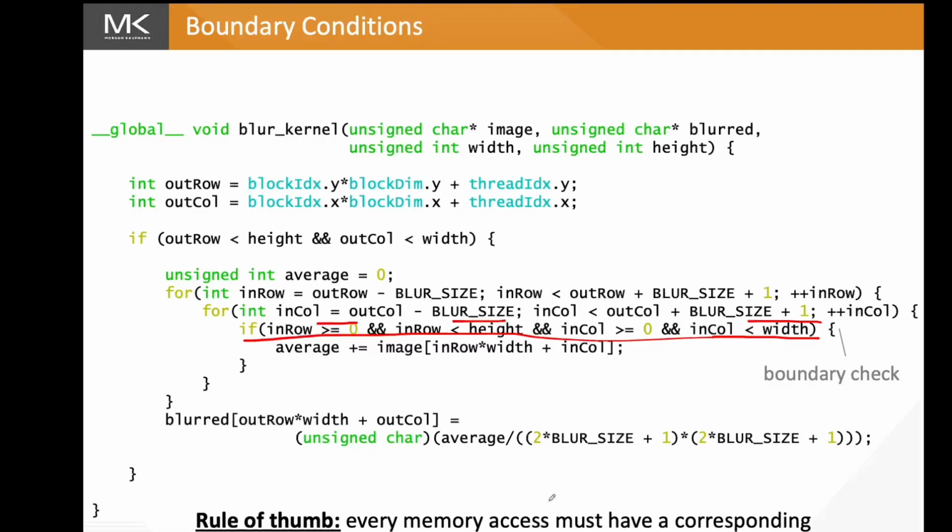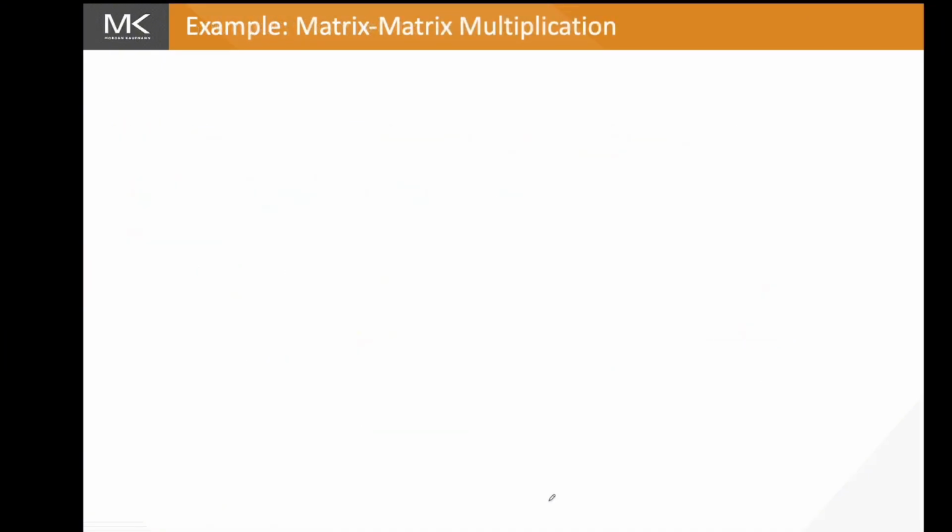Okay. And this was about the image blurring example. So the last example that I'm going to cover very briefly today, but we're going to talk about it in depth in the next lectures, is matrix multiplication, which is one of the most important operations when it comes to deep learning and AI. So let's see how we can do it using CUDA, but this is a very naive version of matrix multiplication.